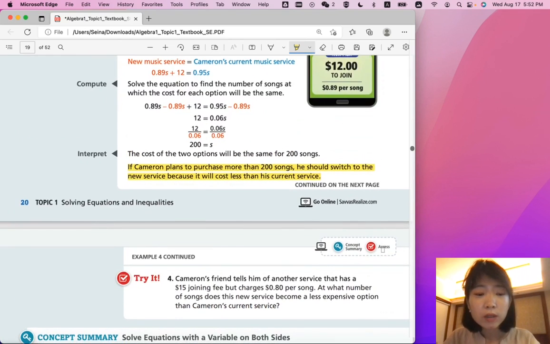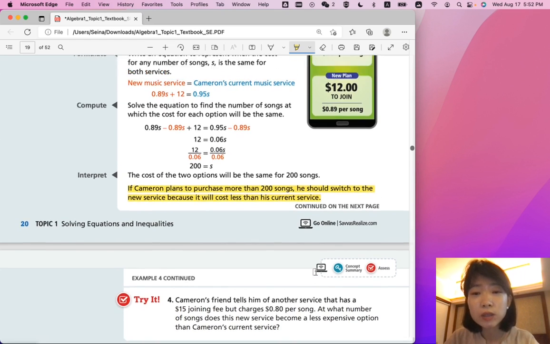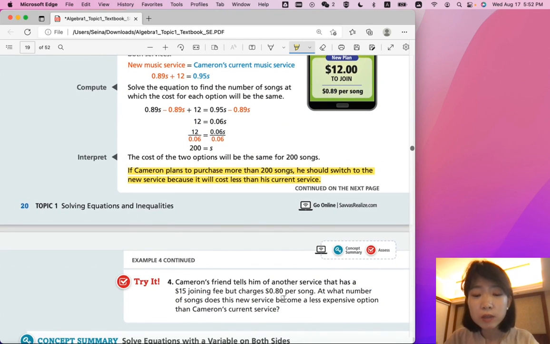So now it's your turn. Look at the trial question. It's the same type of question, but now Cameron's friend tells him of another service that has a $15 joining fee, but charges $0.8 per song. It's much cheaper than his current plan. At what number of songs does this new service become a less expensive option than Cameron's current service? So see if you can solve this by yourself. Pause the video and come back when you're ready for an answer.